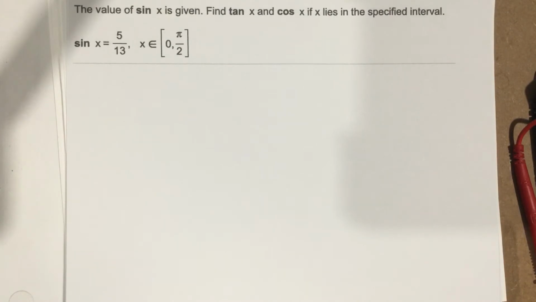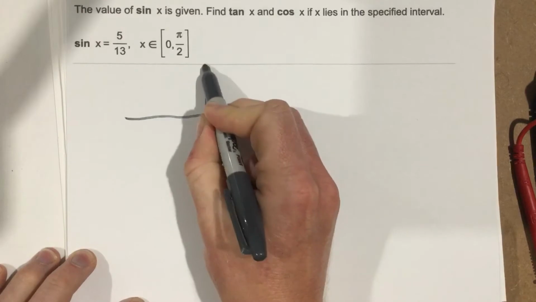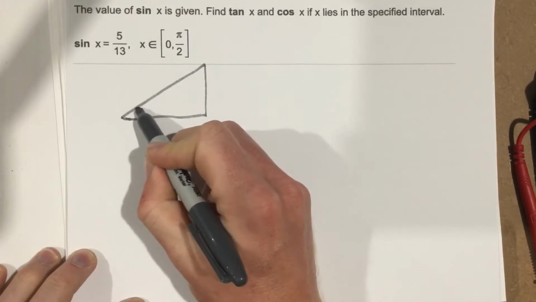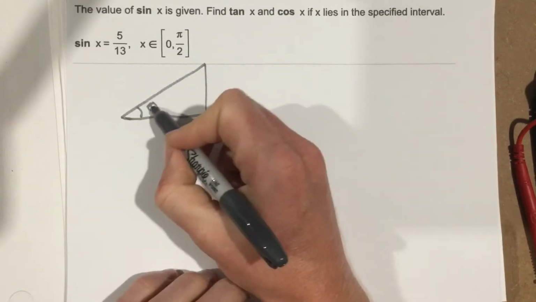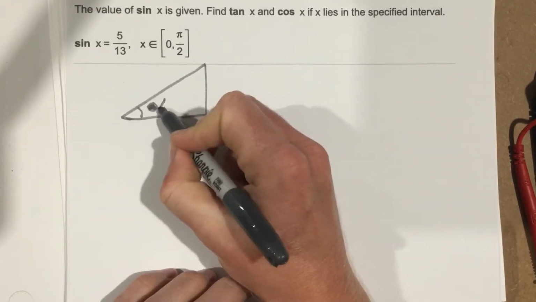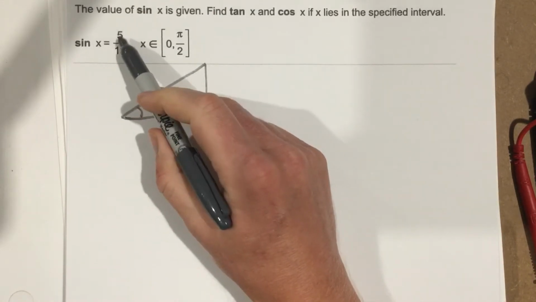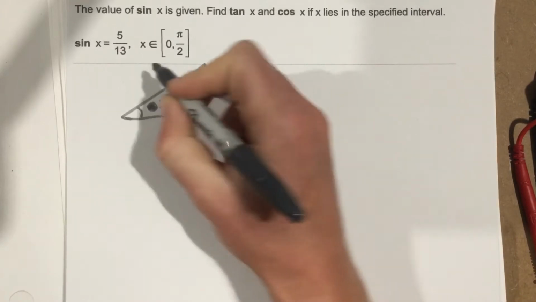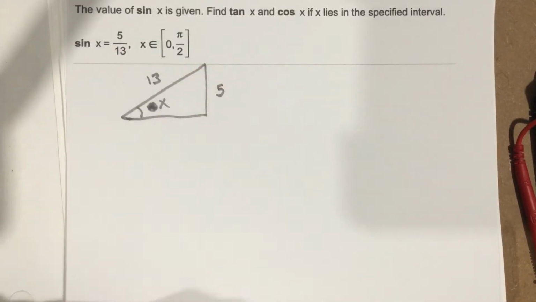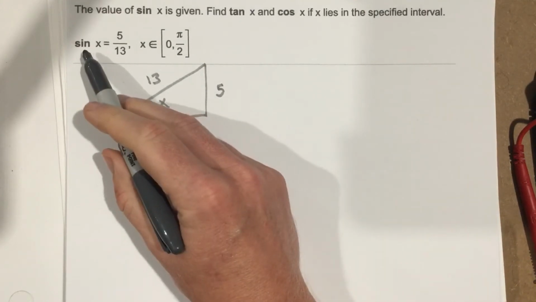So let's draw a triangle in the first quadrant. I draw the triangle in the first quadrant. This is theta. We don't know what theta is. Or in our case, this would be x, how they have it written, right? Sine x. Now we know sine is opposite over hypotenuse, so this is going to be 5 over 13. Because we're in the first quadrant, we know that sine is going to be positive, and so will cosine.